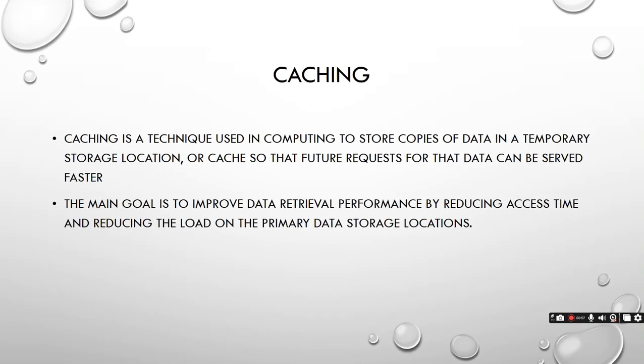So what is caching, or what is a cache? For those of you who have done computer science, you know that there's a cache memory, and a cache memory is defined as a fast memory that is used in computers to store data that is required frequently. So by definition, caching is a technique used in computing to store copies of data in a temporary storage location, or a cache, so that future requests for that data can be served faster. The main goal of caching is to improve data retrieval performance by reducing the access time and reducing the load on the primary data storage, for example, the database, etc.